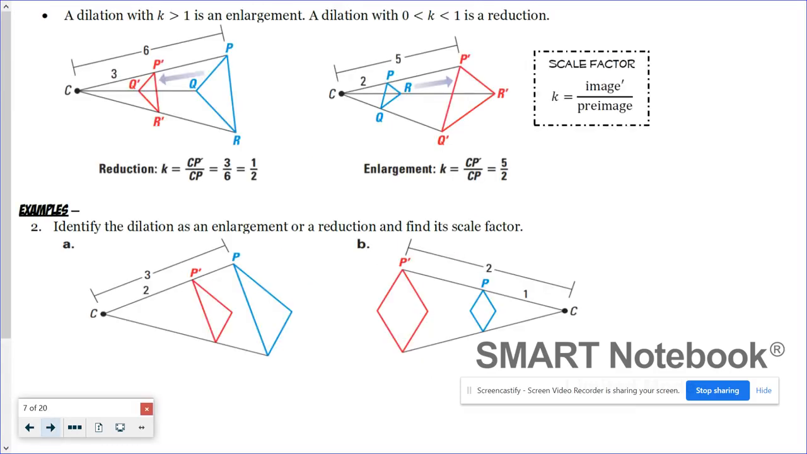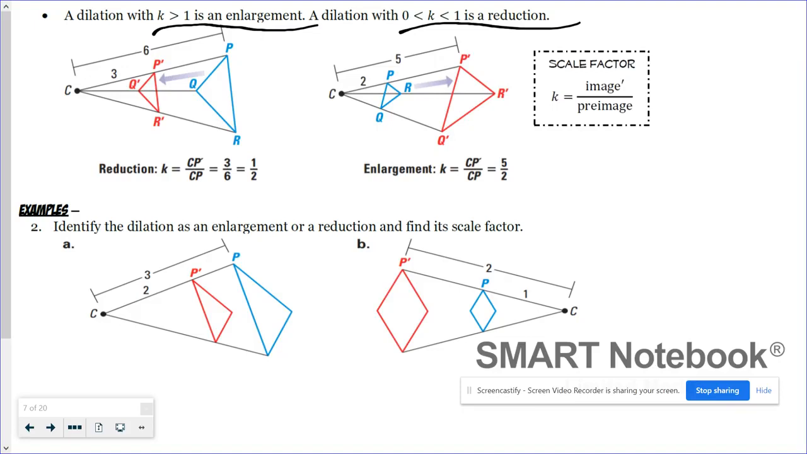Now I can classify my dilations as enlargements or reductions. It all comes down to that scale factor. So when the scale factor is greater than 1, that's an enlargement, and when it's in between 0 and 1, that's a reduction. Granted, it's also kind of obvious when you can see the image and the pre-image, whether it's an enlargement or a reduction. So the scale factor is just confirmation of that.